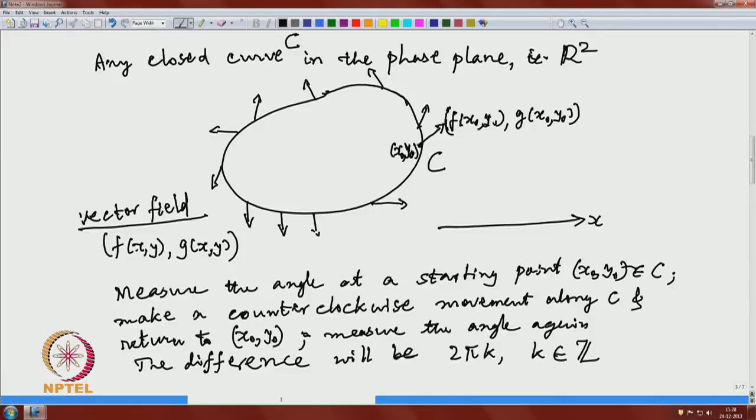So take some simple examples of closed curves like circles, ellipses, and you take a vector field which is non-vanishing on that closed curve, and then try to measure this angle. So there is an analytic formula for this angle measurement. I will describe that in a minute. So first the definition.